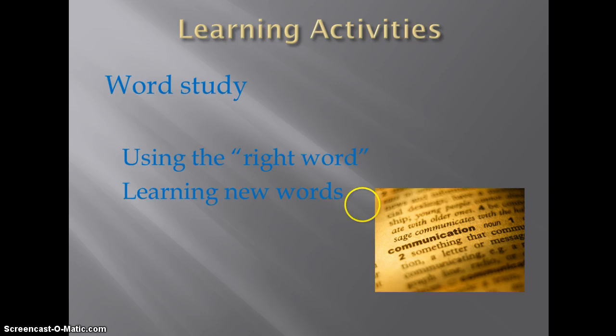The last thing we'll be looking at as learning activities is word study. Authors have to choose among many different words when they're trying to express ideas. So they have to choose the right word in different situations. Mark Twain once said, the difference between the right word and the almost right word is the difference between lightning and lightning bug. So looking at different words in context. And then in our last session, you'll be learning some strategies for learning new words that you can use throughout your reading and your writing.